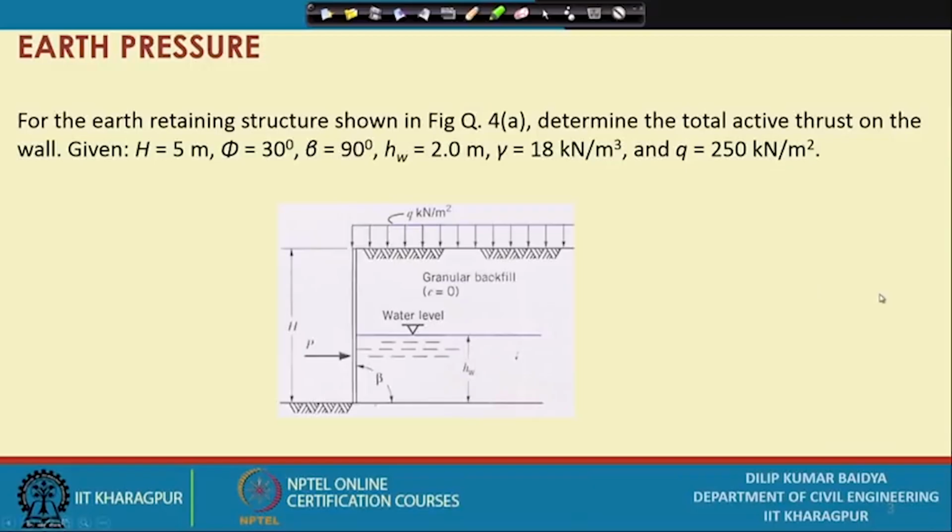The second problem is this: for the earth retaining structure shown in the figure. Suppose, this is the figure given as below.